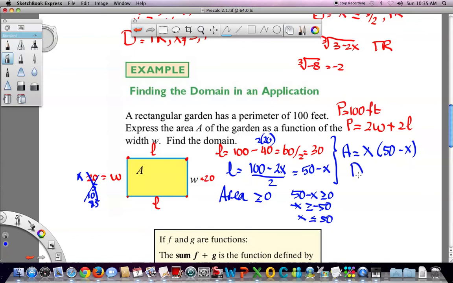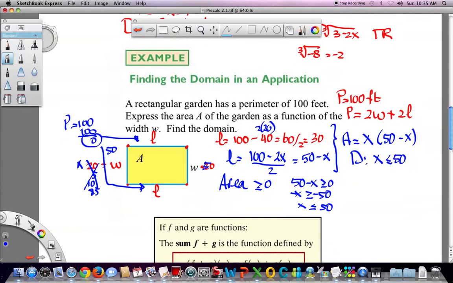So we know then that the domain means that the width, since we defined x as our width, has to be less than 50. It just means that if you make this 50, and if you make that 50, then that's 100 already. And if the perimeter is 100, then 100 minus 100 would be 0. There would be nothing left for your length. Okay? All right.